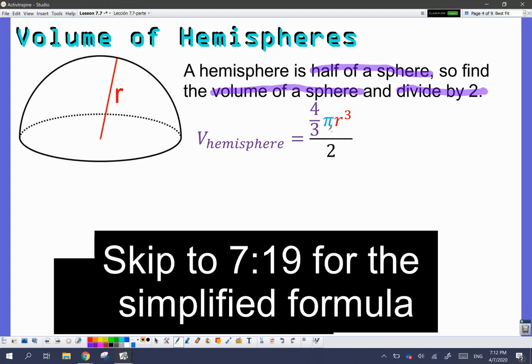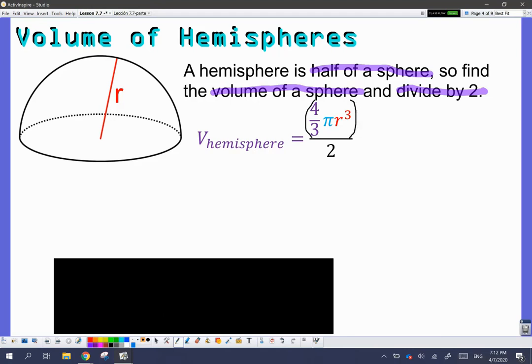Remember that if I'm dividing all of this, and I'll put this in parentheses, if I'm dividing all this by 2, then that would mean the same thing as multiplying this by 1/2, because dividing by 2 and multiplying by 1/2 means the same thing. So what that really means is that I end up with 1/2 times 4/3 pi r cubed.